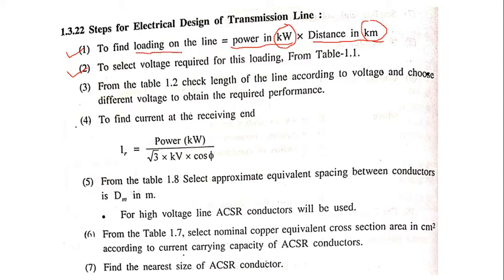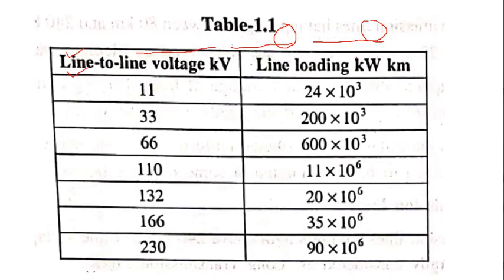With the help of line loading we are going to select our voltage level from table 1.1. Table 1.1 we already studied in previous modules, and it looks like this. Here we have the line to line voltage and the line loading in kilowatts. Once we find the line loading in kilowatt, we can easily find at which suitable voltage we can transmit our power. So from this table we can find the proper voltage level.